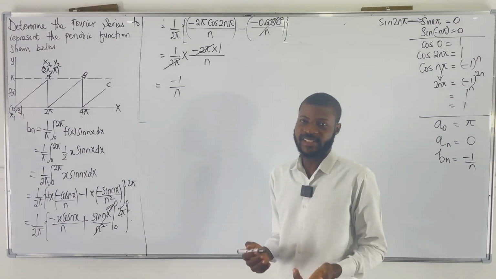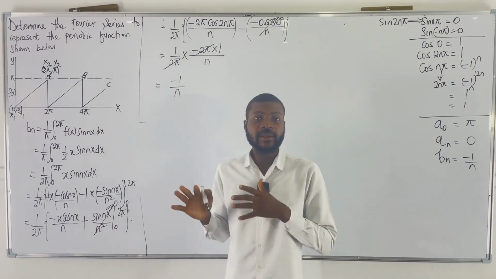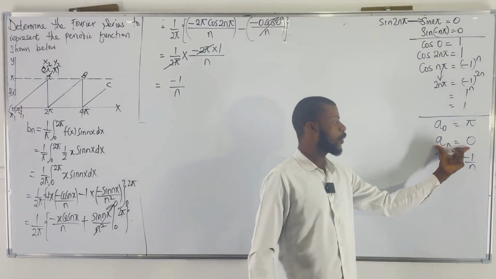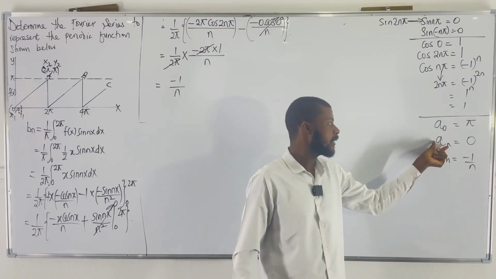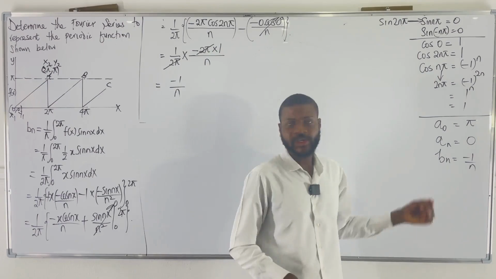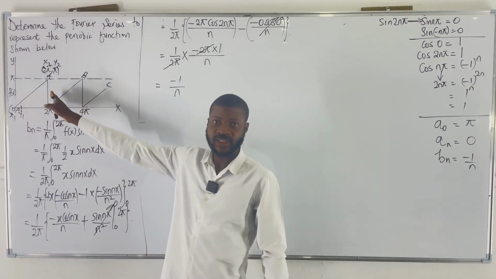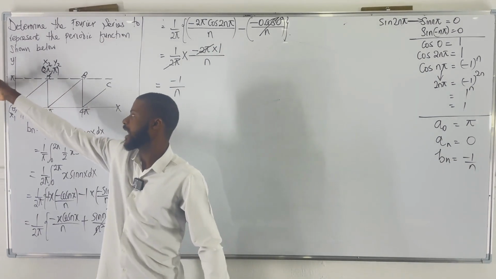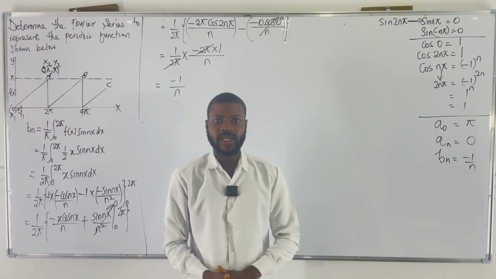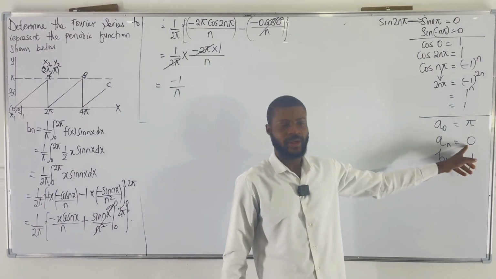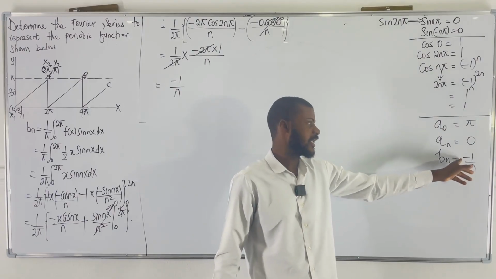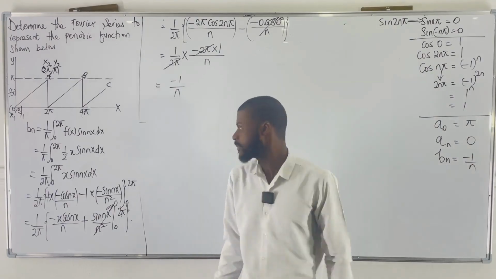Now, what does this tell us? This tells us that our function has no cosine embedded in it because our a sub n is 0. It has no cosine component in it. Because if you actually draw this graph continuously, and even draw the other part of it, this graph will never look like a cosine. That is why it has no cosine component. But for the sine component, it does have something that looks like the sine, and that is why there's a minus 1 over n. Now let's proceed.